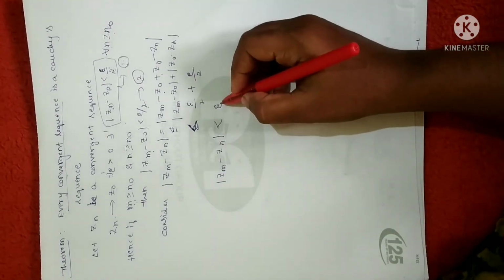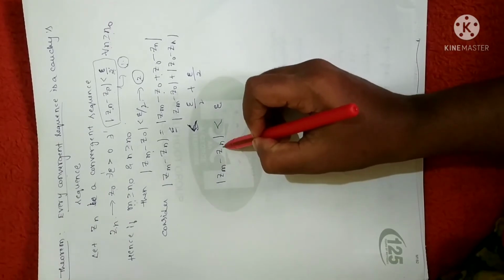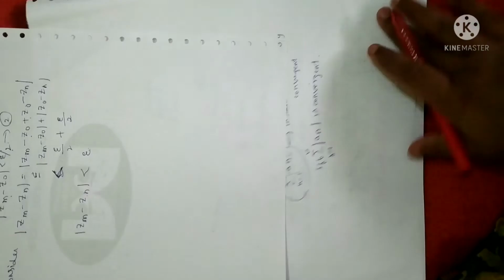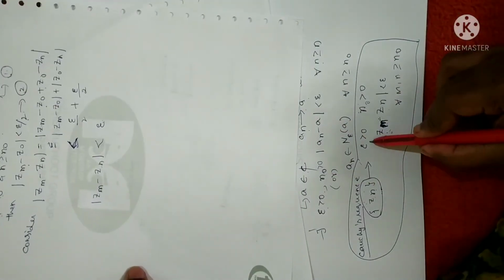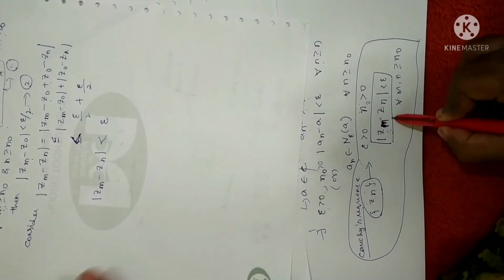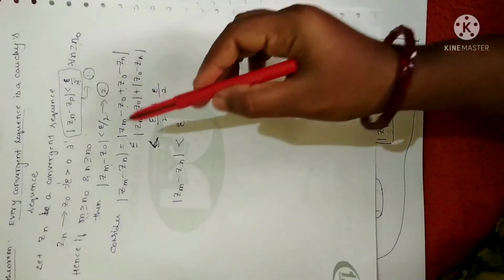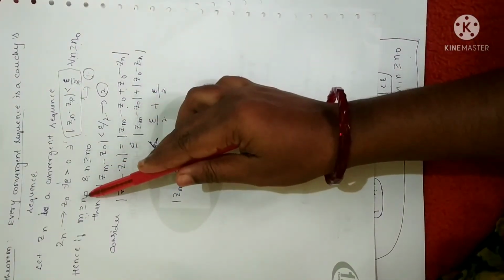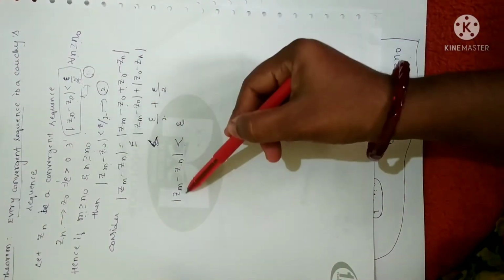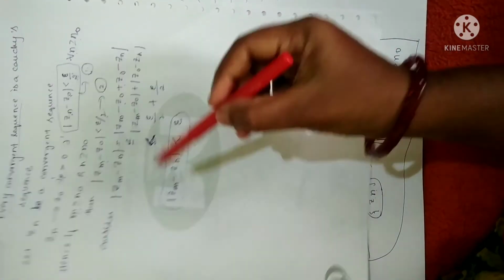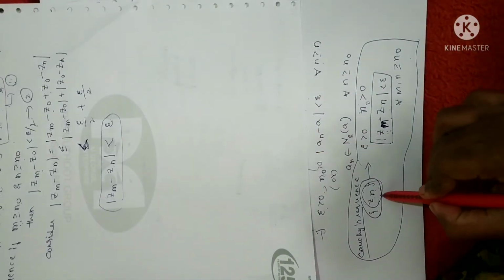Now we can clearly note that since Zm minus Zn is less than epsilon, as per the definition of a Cauchy sequence, what is the condition? The magnitude of Zm minus Zn is less than epsilon for all m, n greater than or equal to n naught. This is the condition, right? So m greater than or equal to n naught, n greater than or equal to n naught, and this condition is satisfied. Therefore we can say the sequence Zn is convergent.